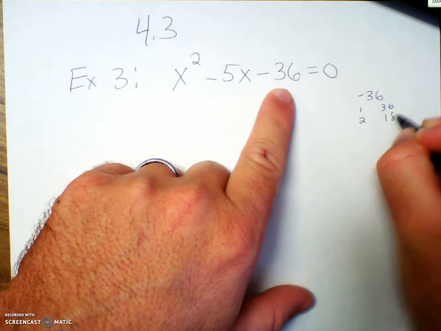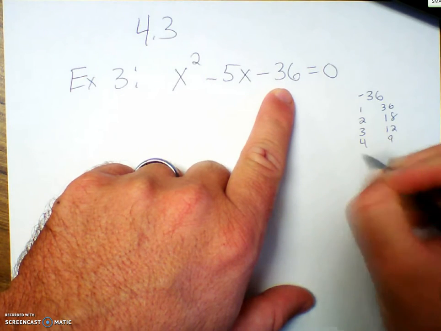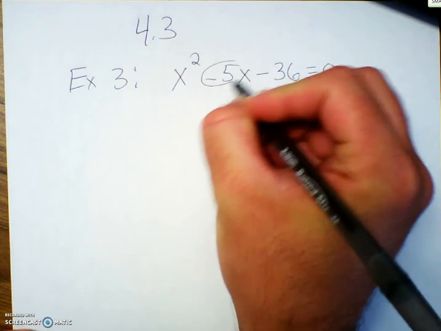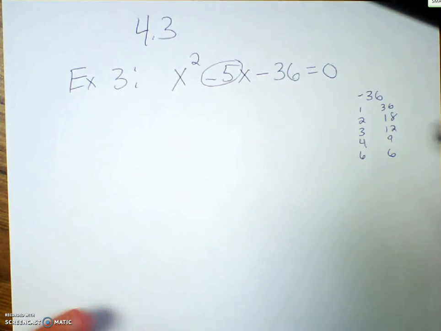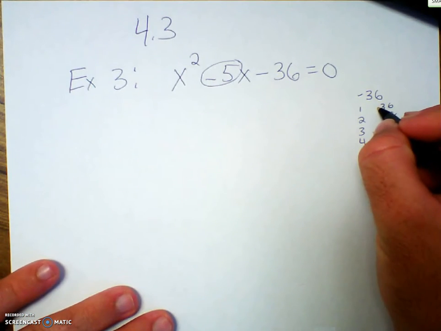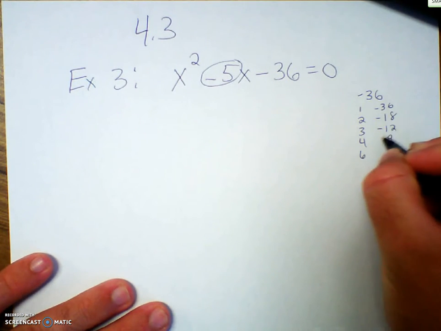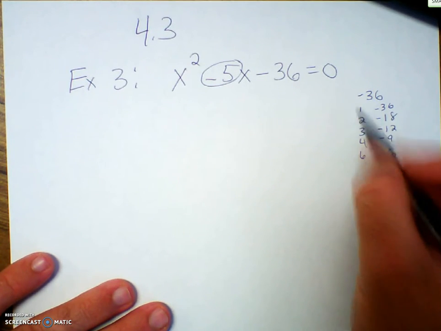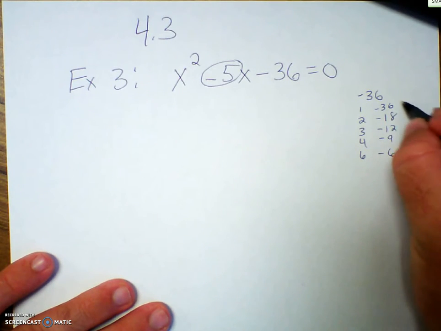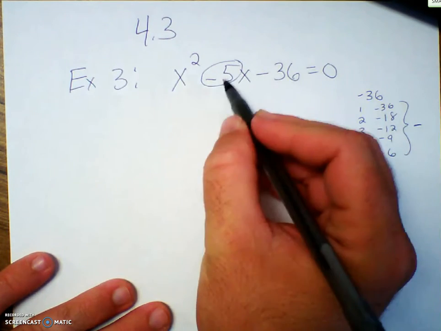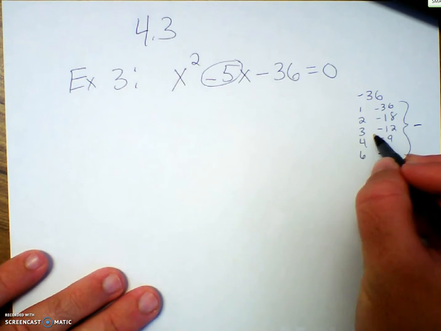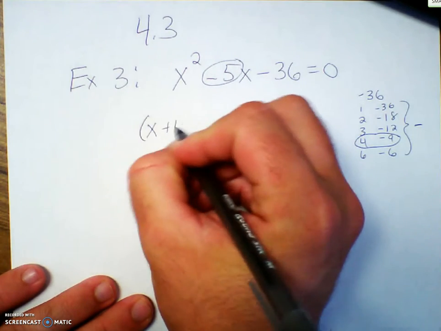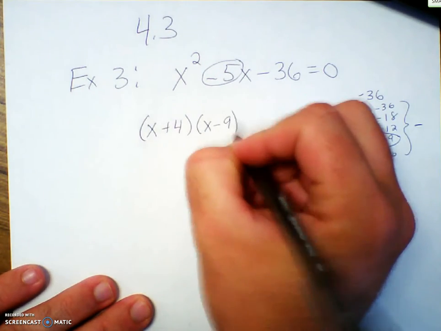Give me a second to write that down. Since we are trying to add these to get a -5, now that you've had some practice with factoring, we know that the bigger number needs to be negative. If the smaller number was negative, then you get a bunch of positive answers. But these will all add up to get you a negative number, which is what we want. These are what add to get you -5. So x plus 4, x minus 9 is my factored form.